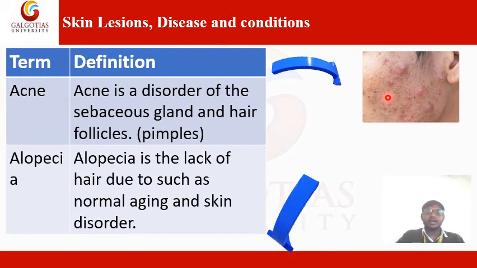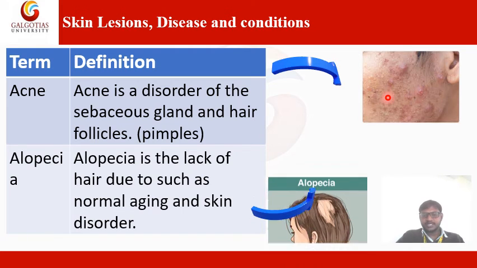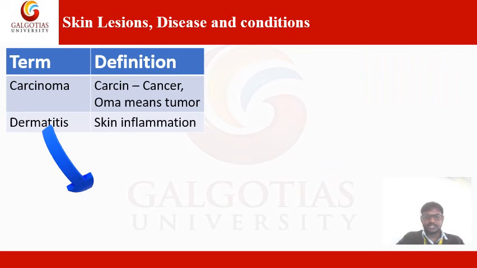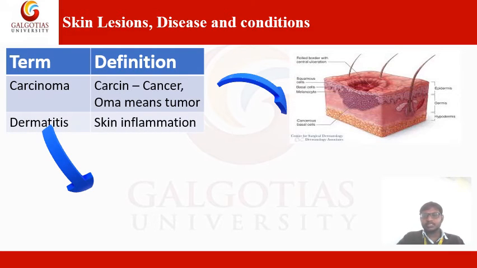And next one, alopecia. Alopecia is hair loss due to some abnormality. And next one, carcinoma. Cancer, oma means tumor. Okay, dermatitis, skin inflammation. You can see here, cancer means uncontrolled growth. Cancer means uncontrolled growth of the cell, any cell in the human body.